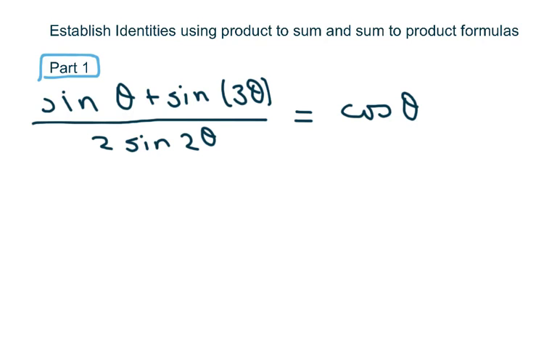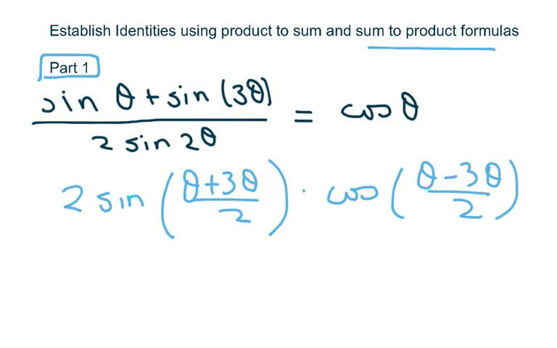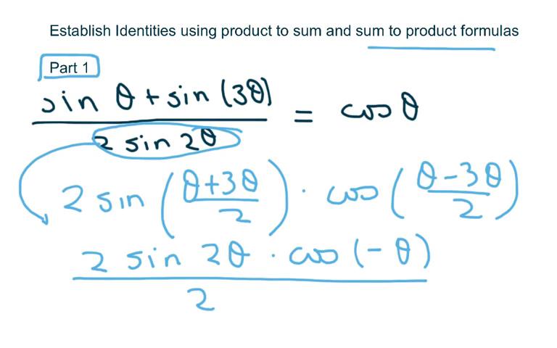What we're going to do is work on the left side here and use my formula and write this as 2 sine of theta plus 3 theta over 2, so we're going from sum to product here on most of these, times cosine of theta minus 3 theta over 2. And you clean this up, you can get 2 sine of 4 theta over 2, which is just 2 theta. And then times, and I didn't add this, so just remember this goes under there, times cosine of negative 2 theta over 2, which is negative theta. All right. And then we're dividing by 2 sine of 2 theta.